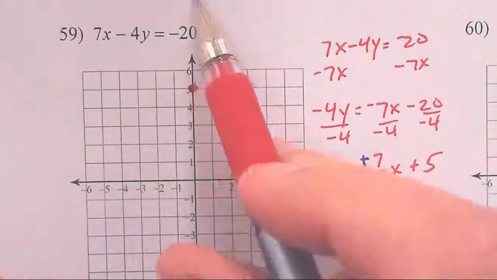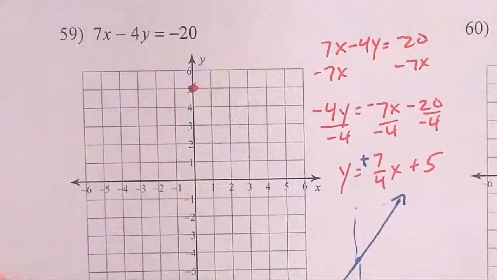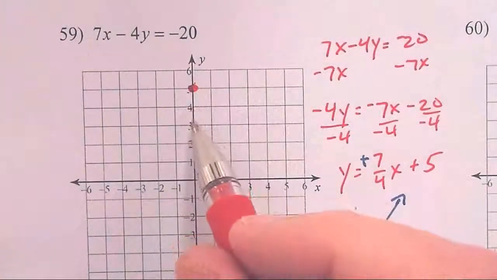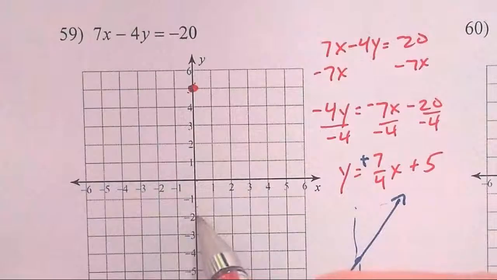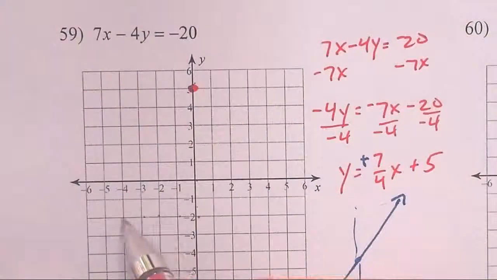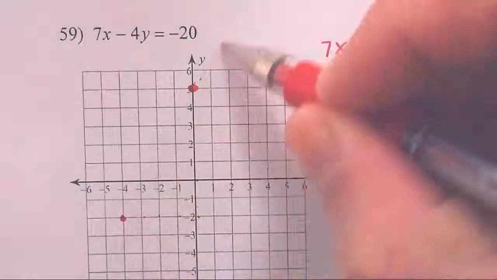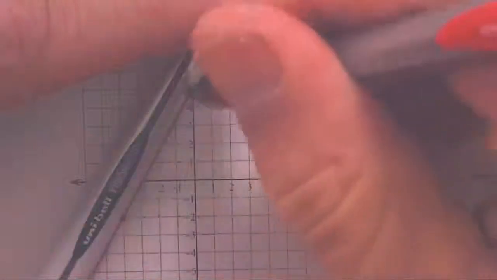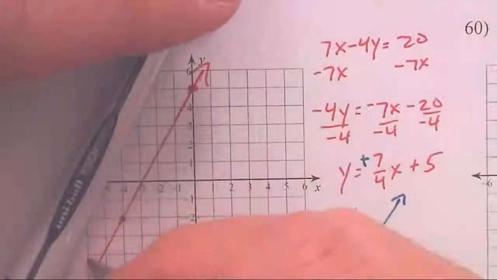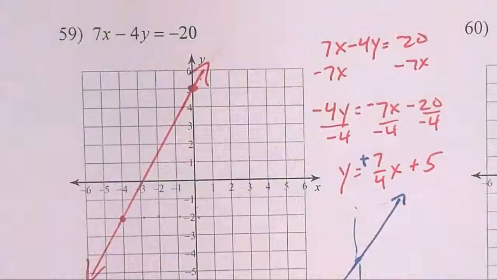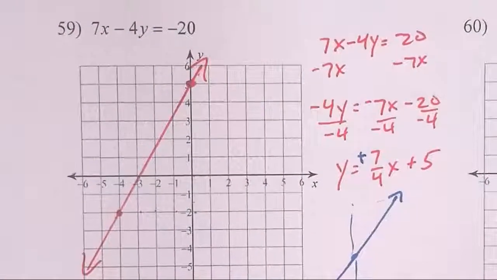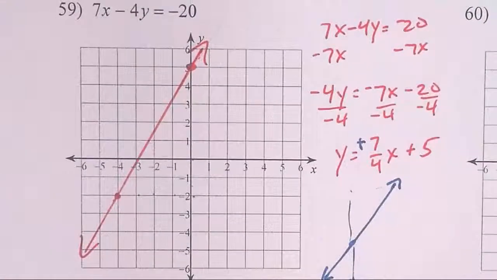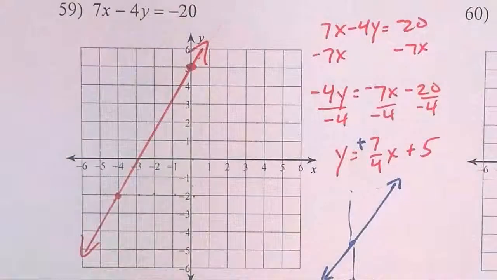Y-intercept 5. I'd like to go up 7, right 4. I don't have room to do that, but I do have room to go down 5, 6, 7, left 4. Notice my line is still going up as we move to the right. So we end up with this line. So there's two different ways of handling graphing lines when you get standard form.